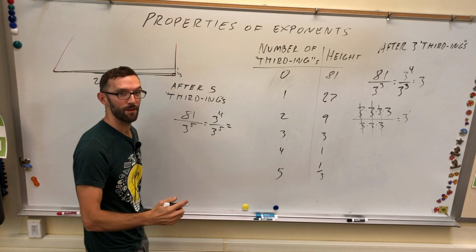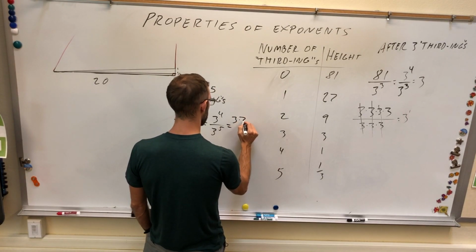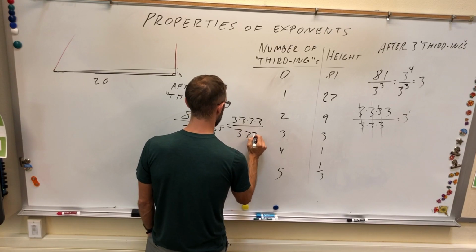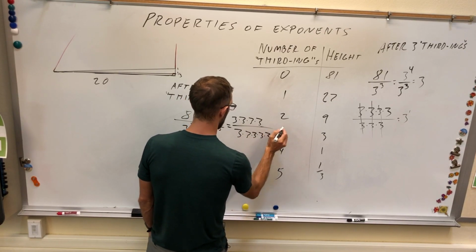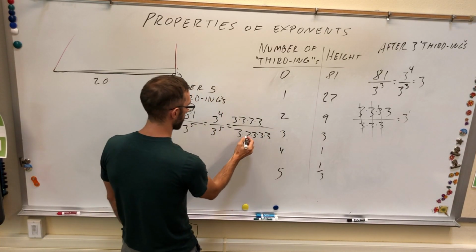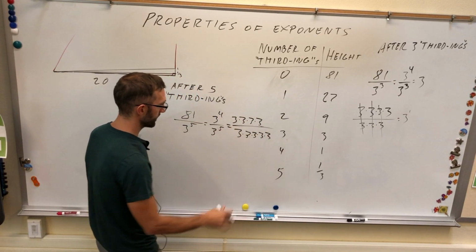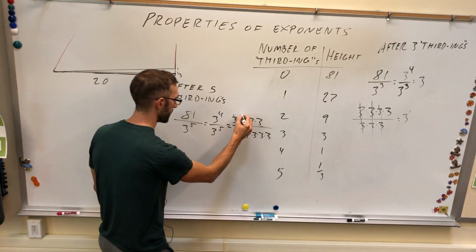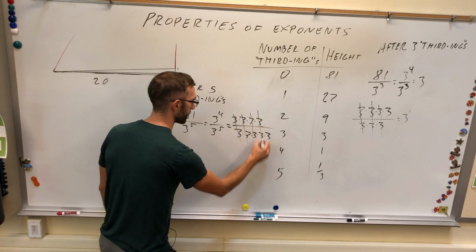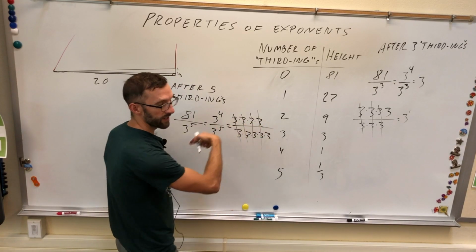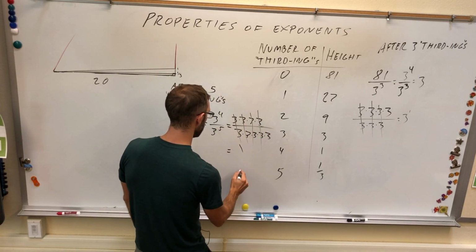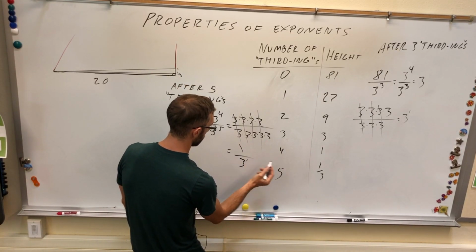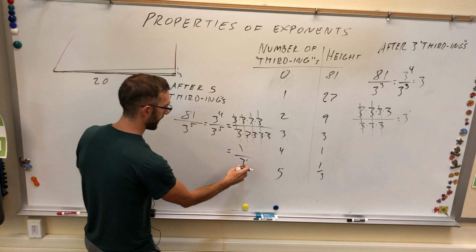If we were to write this out, it'd be 3 times 3 times 3 times 3 all over 3 times 3 times 3 times 3 times 3. And I hope you're starting to see why these exponents can be useful, so we don't have to write out all this stuff. And now we're going to just start dividing out. So 3 over 3 is 1. 3 over 3 is 1. 3 over 3 is 1. 3 over 3 is 1. So in the numerator, all we're left with is 1. And in the denominator, we have a single 3, so 3 to the 1st, or just 3. And so there's our value.